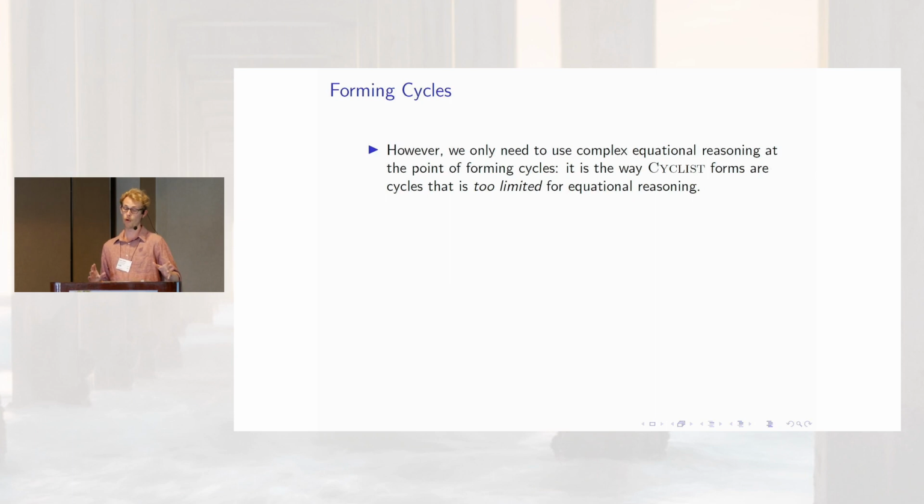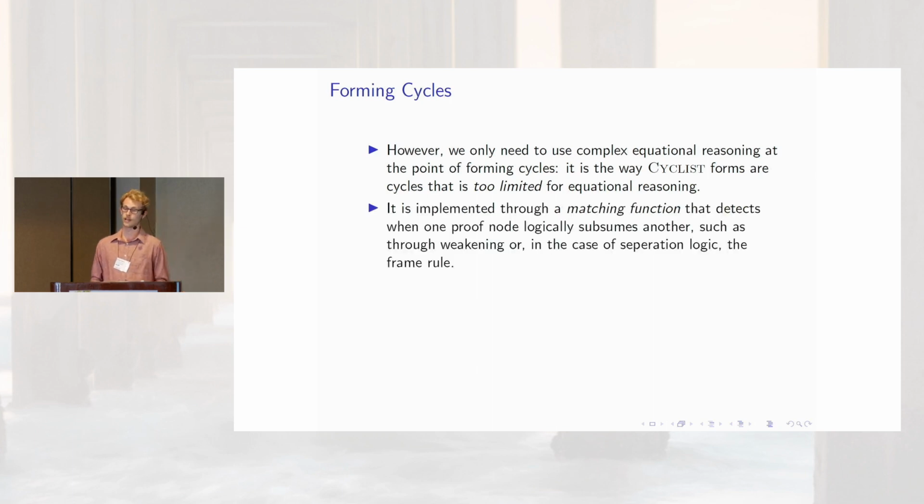And so what we thought, instead of forming cycles in a simple way after doing the equational reasoning, perhaps we could cram the equational reasoning into the way that we form cycles. But unfortunately, this is not supported in the way that Cyclist forms cycles. So in Cyclist, they have a matching function, which is also generic. It's applied by the user. And this says when one node logically subsumes another. So in the case of first-order logic, this is through instantiation or weakening and these kinds of rules. And in separation logic, we can also use the frame rule.